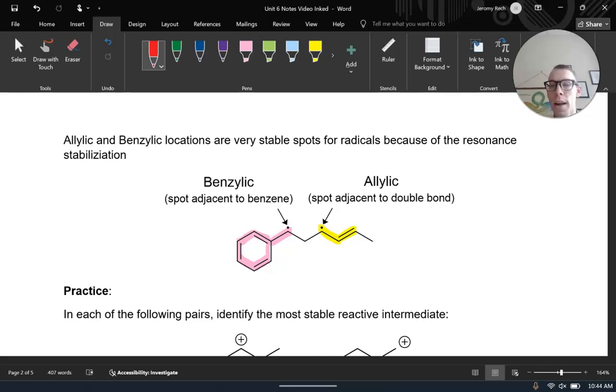And that's a snapshot on a little bit of our reactive intermediates with radicals. We'll get a little bit of practice with these in class. And then in the next one, we'll jump into actually doing reactions with our brominations.